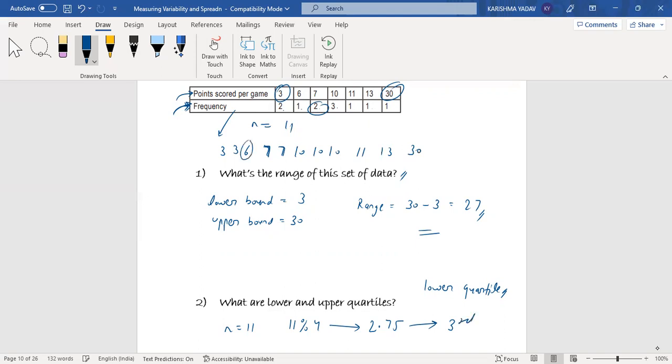Third position is 6, 1, 2, 3. Okay, so my lower quartile I got is 6. This is my lower quartile. Now let's talk about the upper quartile.